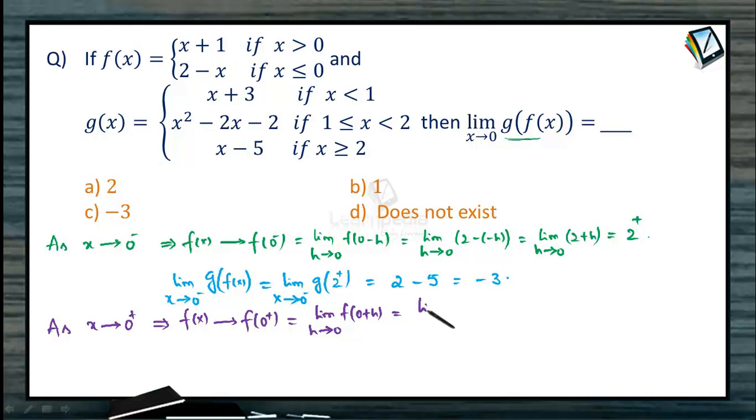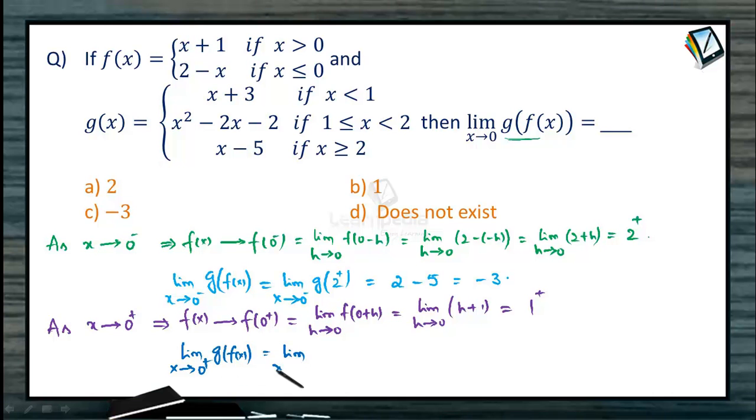So how much would this be? This is limit h tends to 0 of h plus 1. That would be 1. As h is positive, this would be 1 plus, so a number which is slightly more than 1. So as x tends to 0 plus, f(x) is tending to 1 plus, then how will be the limit x tends to 0 plus of g(f(x))? We are calculating the right hand limit of the required function g∘f at 0. Then how much will this be?